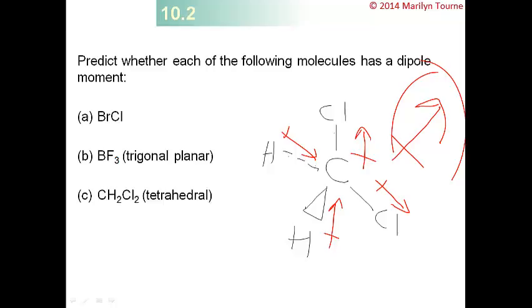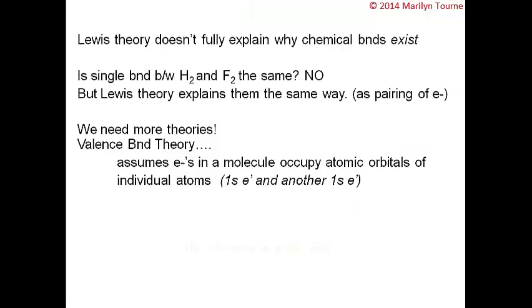So the take-home message is that dipole moments, or bond moments, result from the geometry and the polarity of the bonds. All right, the next topic I want to talk about is valence bond theory. The VSEPR model was based largely on Lewis structures, and it provides a straightforward method for us to predict the geometry of molecules. But the Lewis theory does not clearly explain why chemical bonds actually exist.